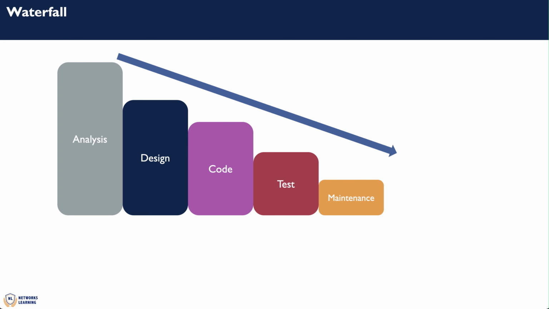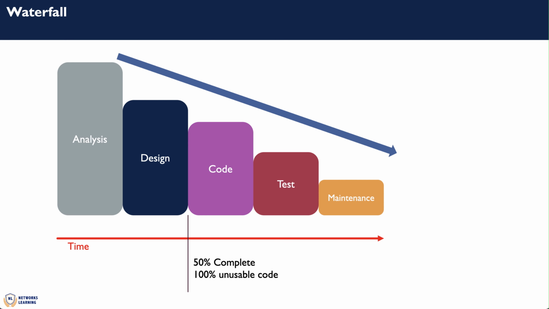So this looks very good and very efficient and is in line with what we have already looked at in the previous slides. Some of the issues with this lifecycle are that when you take a look at the timeline, you could end up spending a lot of time doing your analysis and design and coding and so forth, but really, you have not achieved much. You have got nothing to show for it. You are 50% through your project, and your code is 100% unusable. You don't have anything to show for it.